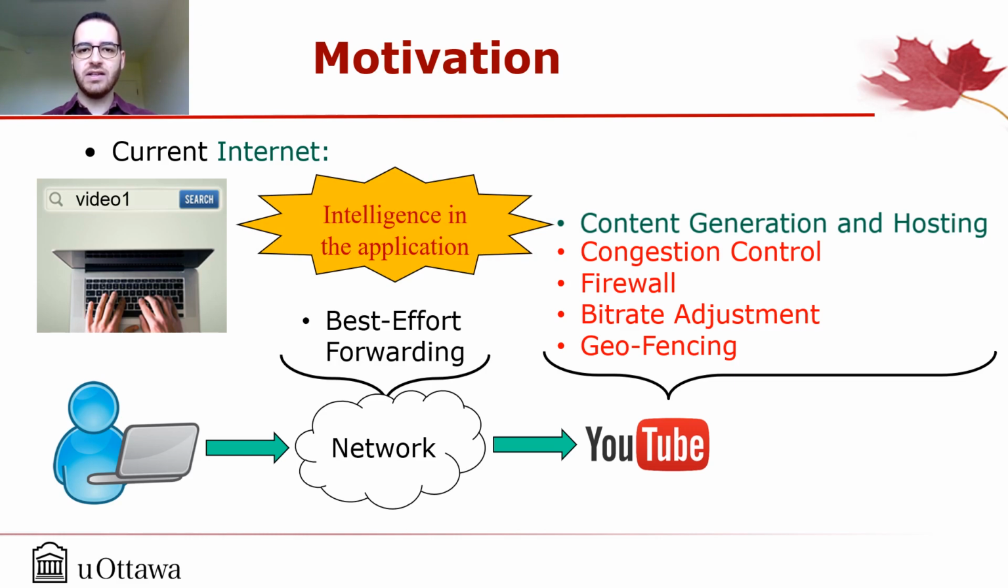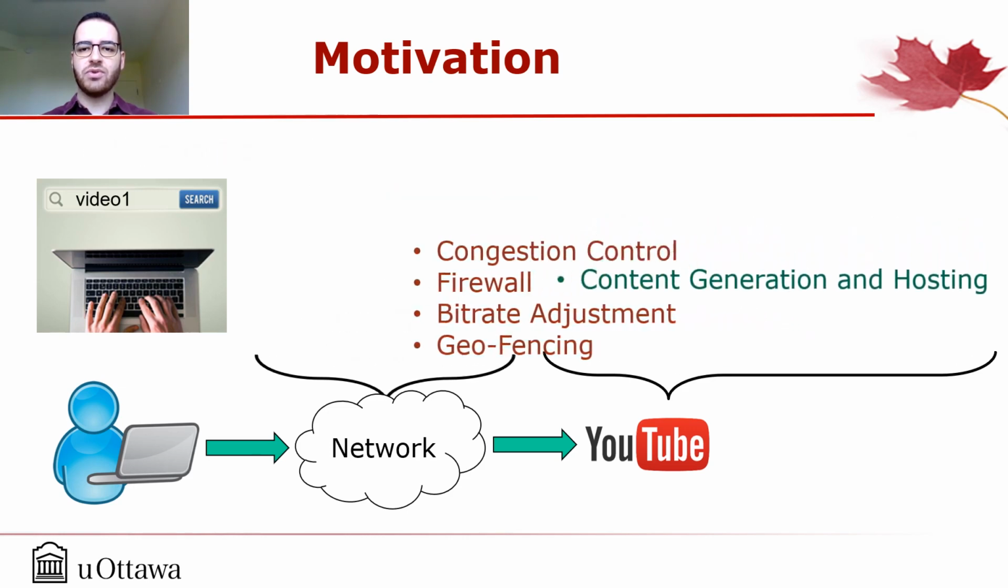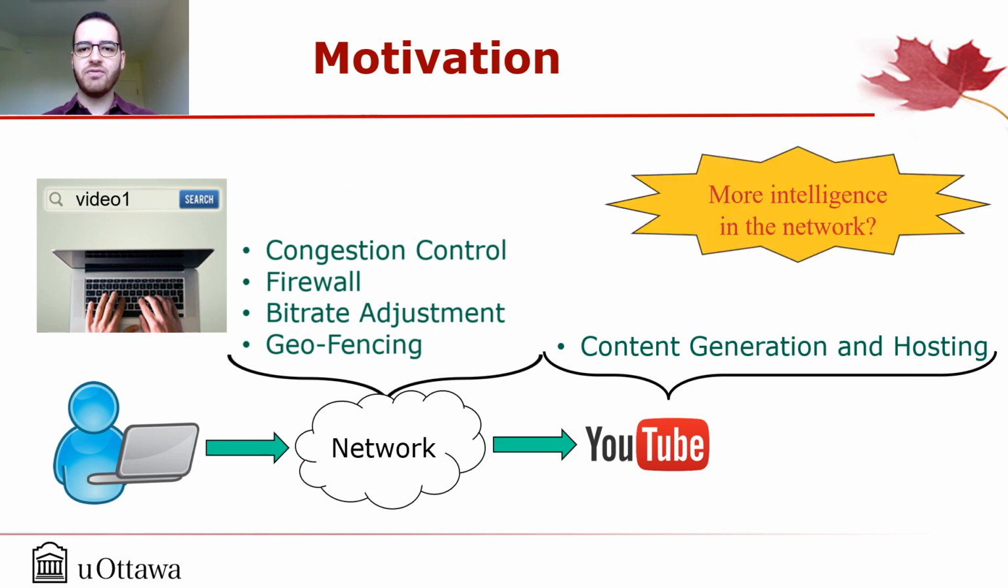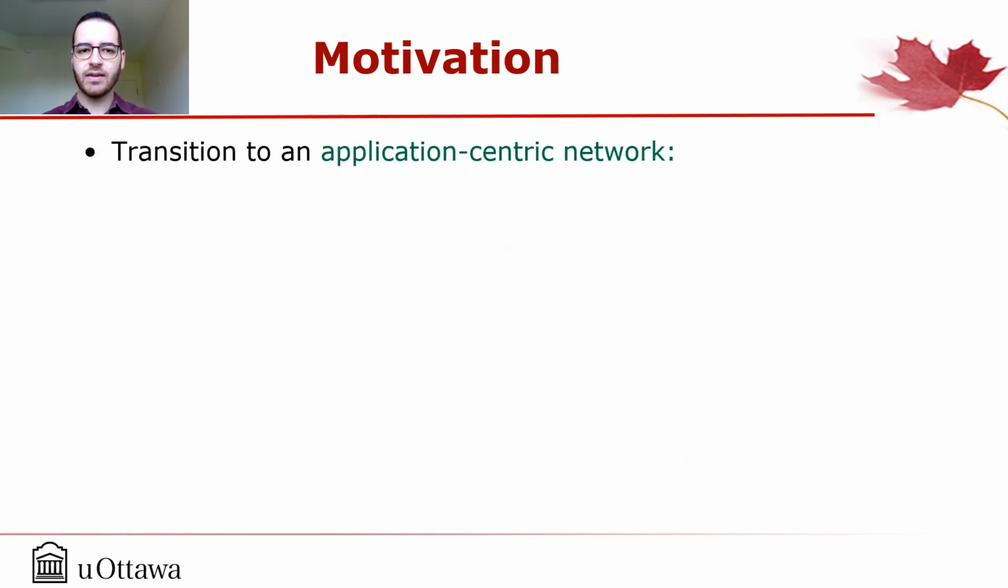The main question that our work tries to answer is, can we put these content delivery tasks inside the network instead of having them done by the application? More precisely, can we have more intelligence in the network? And so, we want to examine the idea of an application-centric network.